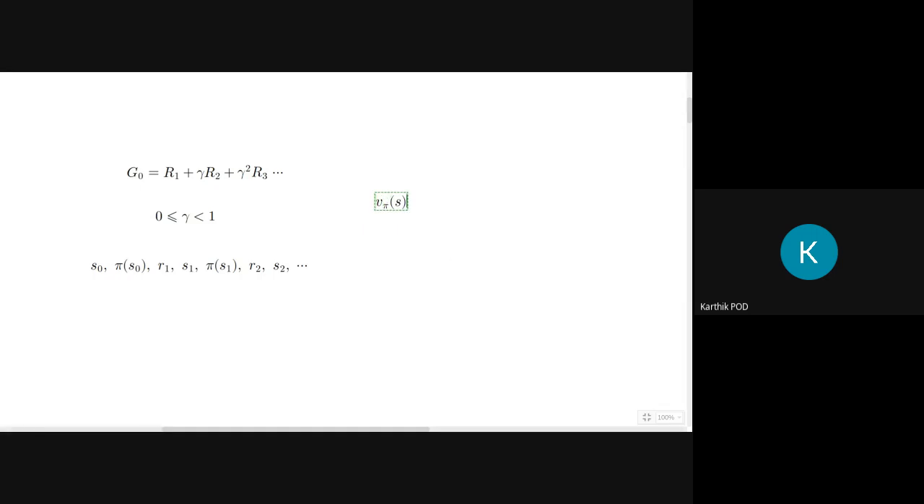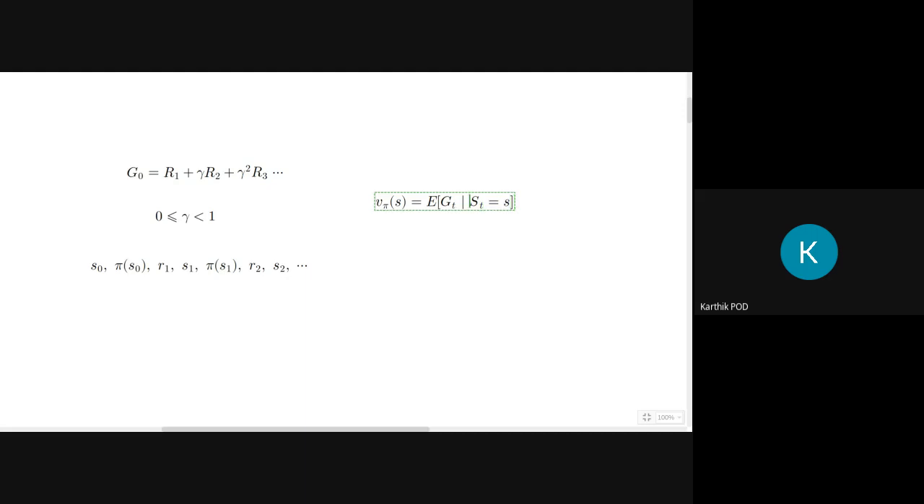It's the expectation of the return, whatever we have written down here, right? The cumulative discounted reward. This is the cumulative reward. If gamma equal to 1, it is just the sum of rewards. But if gamma is not equal to 1, which is typically the case for continuing tasks, this is the cumulative discounted reward. So that is what the return is. So this is the expected value of the return starting from state s, okay?